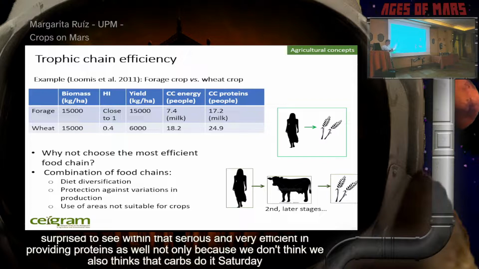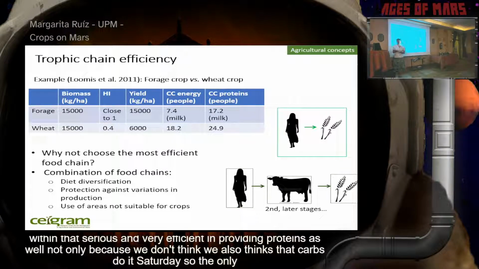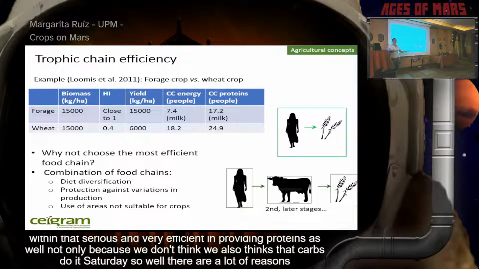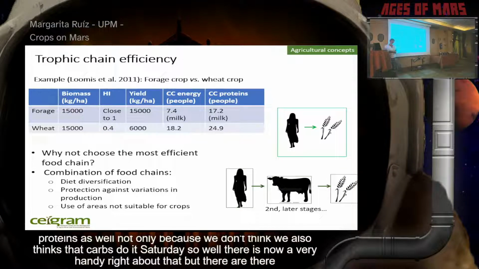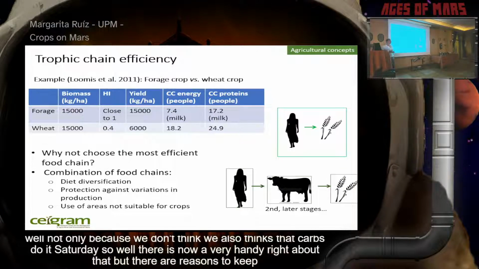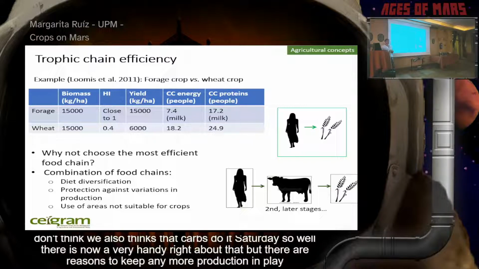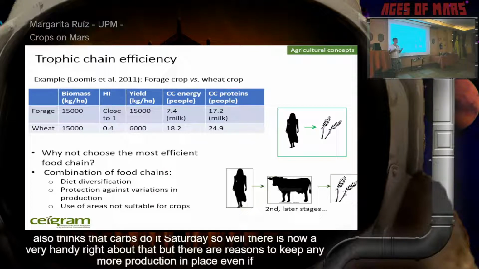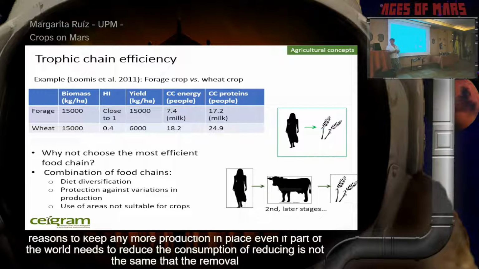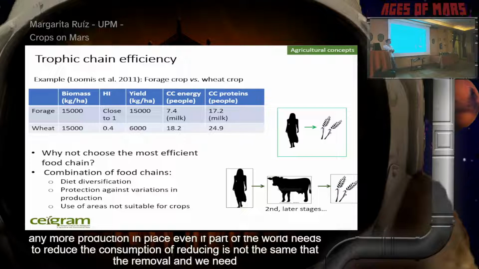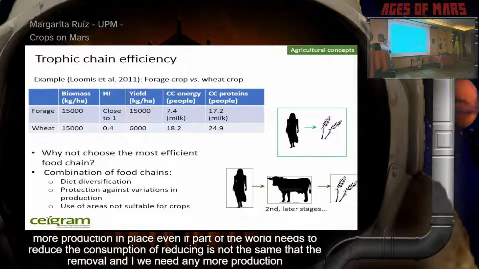We also think that it's carbs, so it's energy. So if this is the case, why is the whole world not eating only vegetables? Well, there are a lot of reasons. There is now a very hot debate about that, but there are a lot of reasons to keep animal production in place. Even if part of the world needs to reduce the consumption, reducing is not the same as removing.